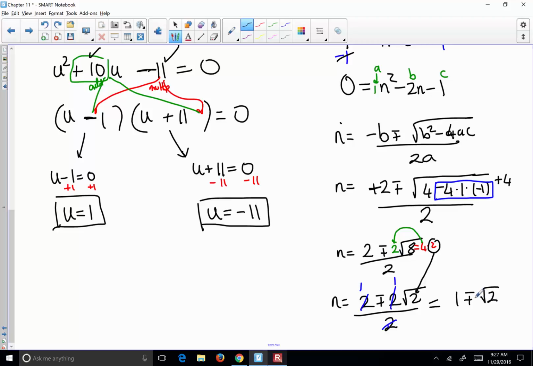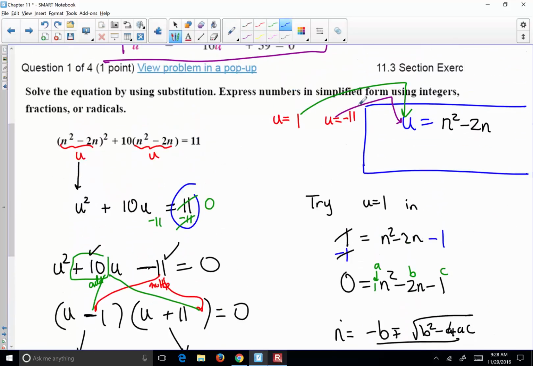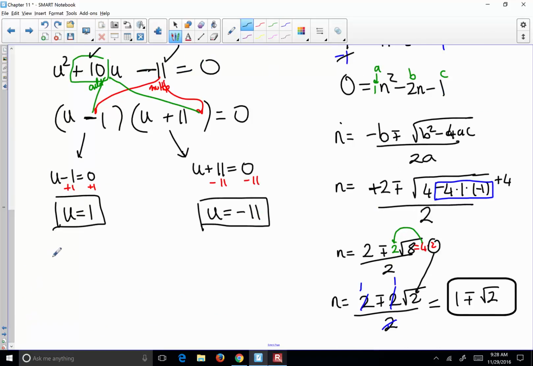Okay? So before we forget, let's put it in a box. 2 solutions already here for n. There may be another 2 for trying minus 11. Minus 11 is coming up next. So we will try now. U equals minus 11. This guy, I tried this one. This is coming up next.